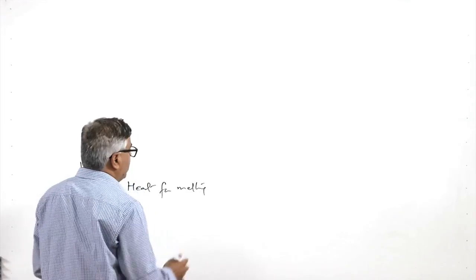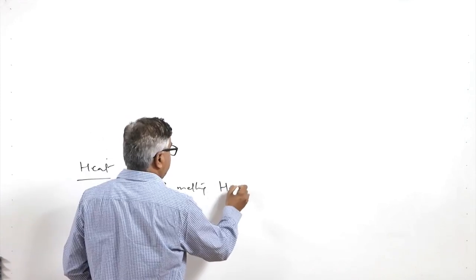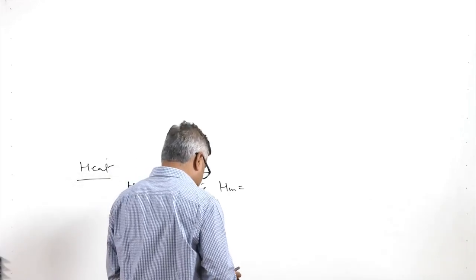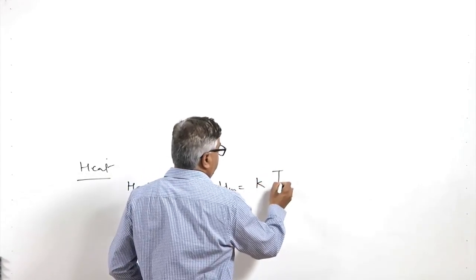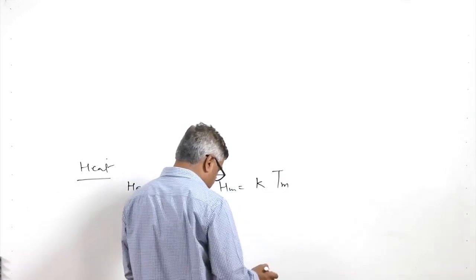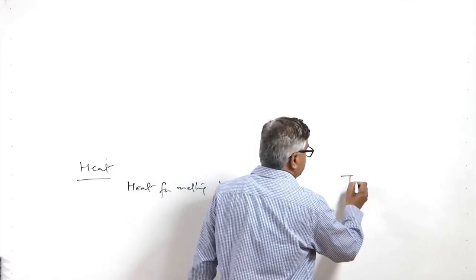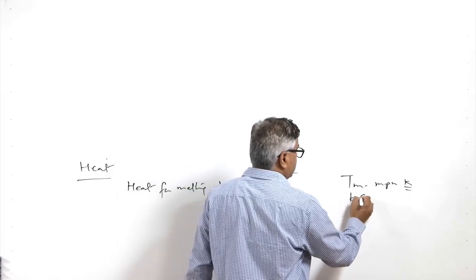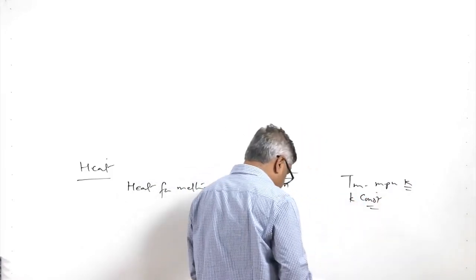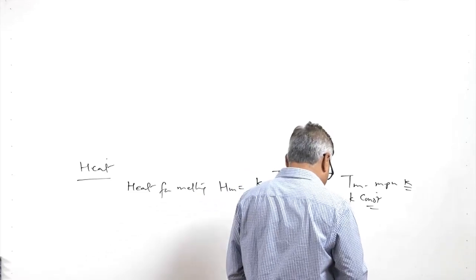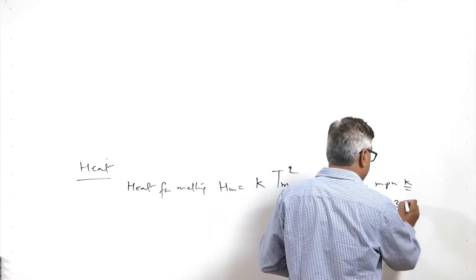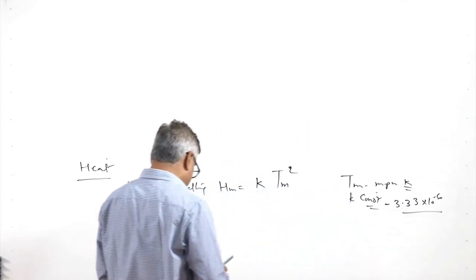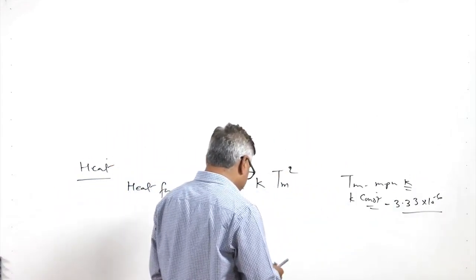Then coming to some fundamental aspects, people have identified that the amount of heat required for melting can be given by a simple relation, Hm equals K multiplied by Tm square. So, Tm is the melting point in Kelvin, and K is a constant, whose value is given as 3.3 times 10 to the power minus 6.